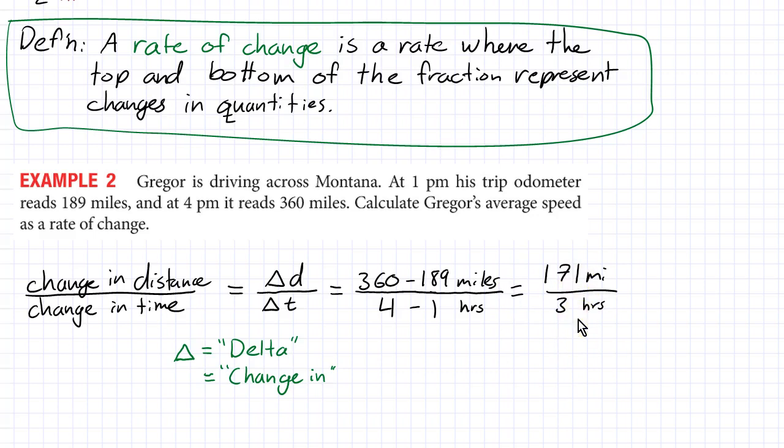And if you want to know what is his average speed in terms of miles per hour, you can divide those and you'll get 57 miles per hour. And that is a rate of change because it compares the change in his distance divided by the change in his time.